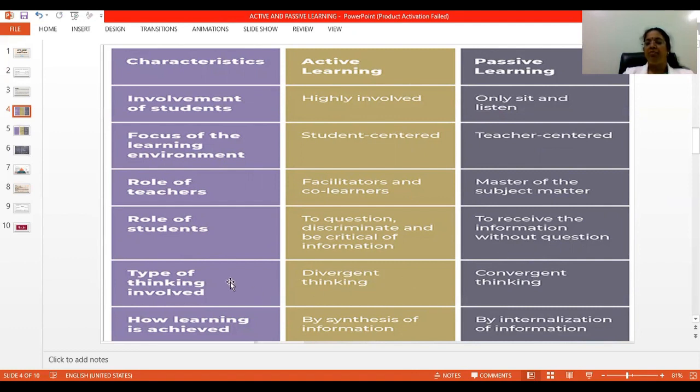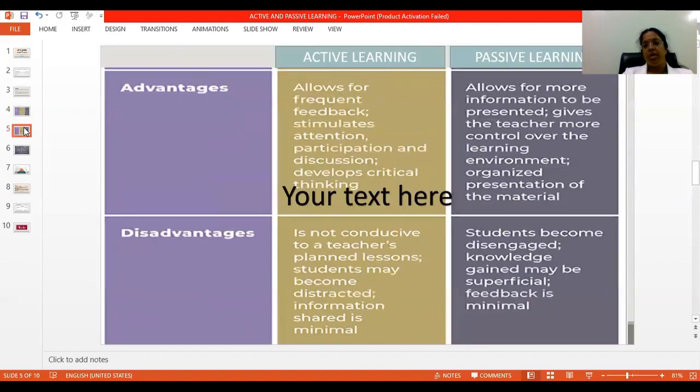The type of thinking involved in active learning is divergent thinking. In passive learning, it is convergent thinking. In active learning, learning is achieved by synthesis of information. In passive learning, learning is achieved by internalization of the information. So there are advantages and disadvantages here in active and passive learning.